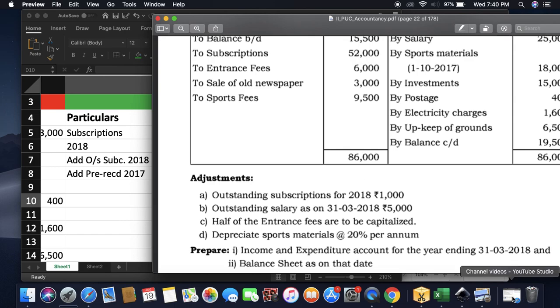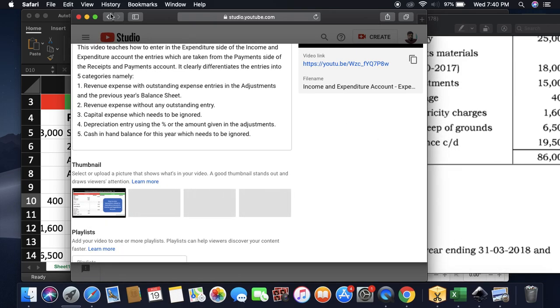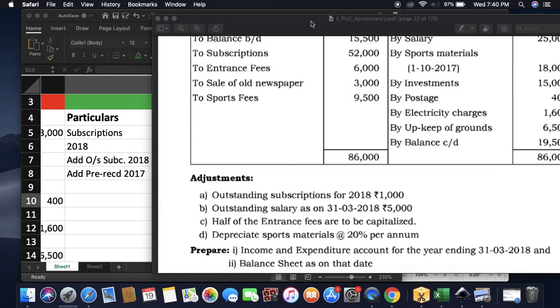So let me show you the flow chart as well. It's not here. It is over here.